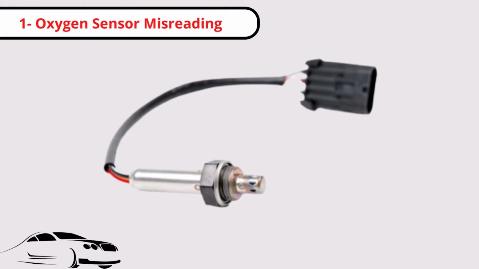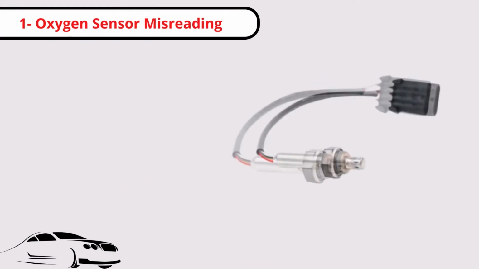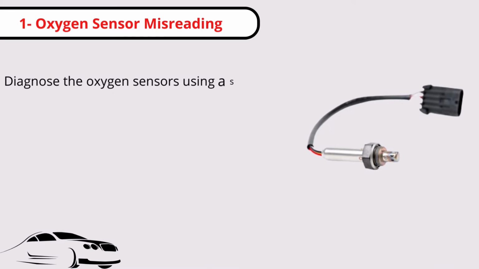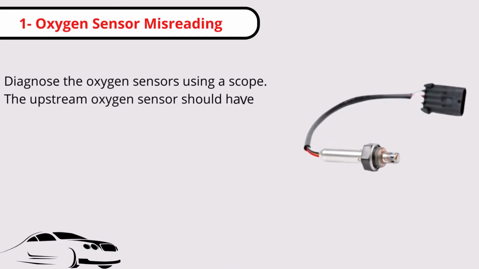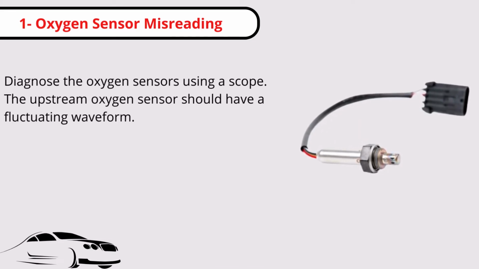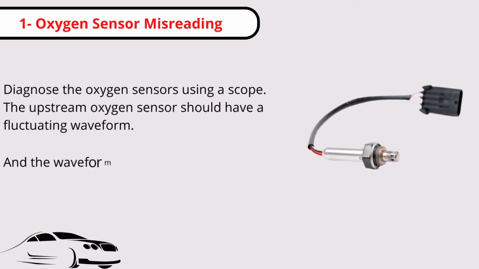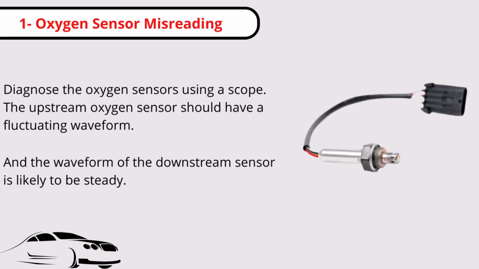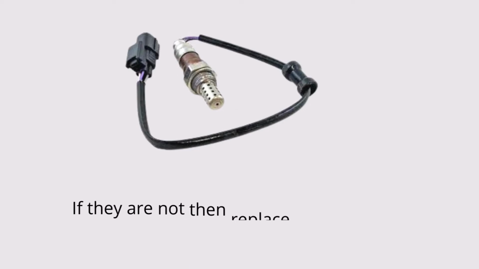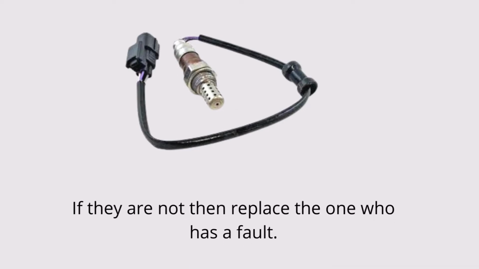Reason number 1: Oxygen sensor misreading. Diagnose the oxygen sensors using a scope. The upstream oxygen sensor should have a fluctuating waveform, and the waveform of the downstream sensor is likely to be steady. If they are not, then replace the one that has a fault.